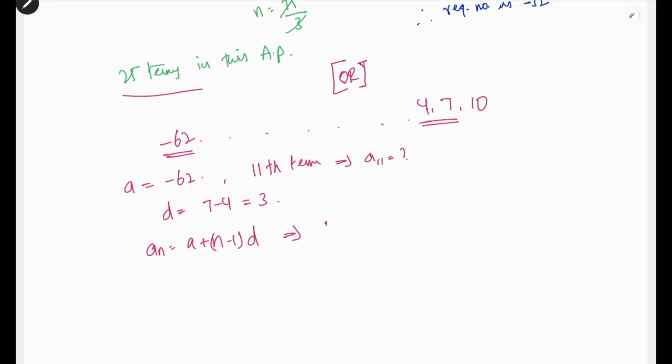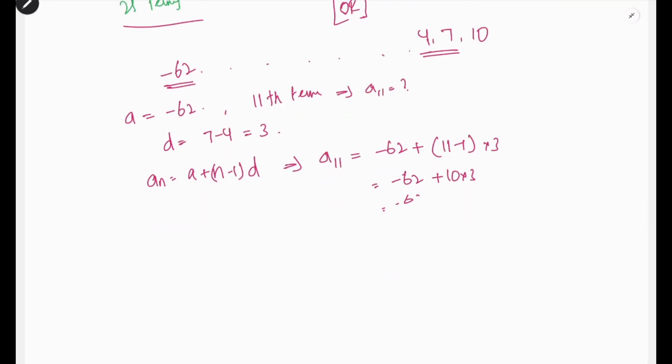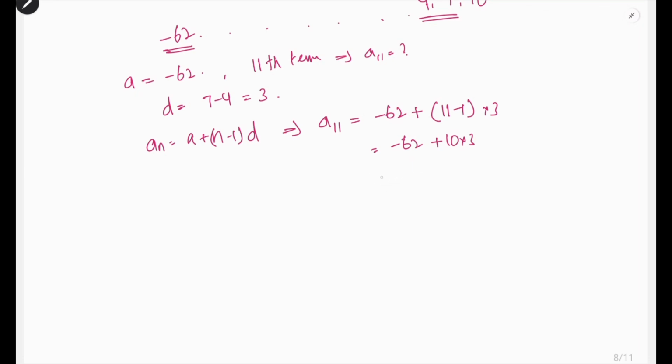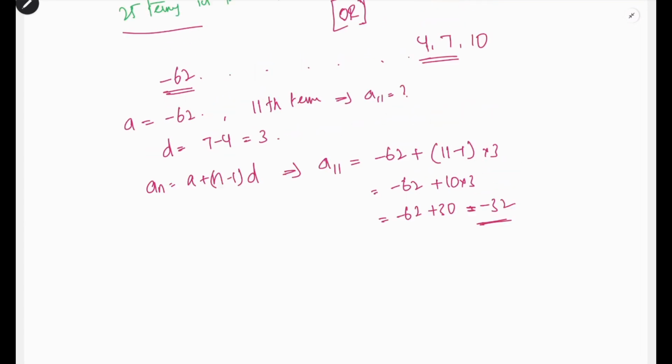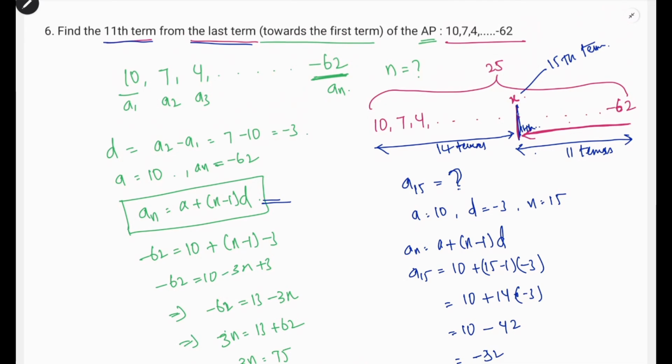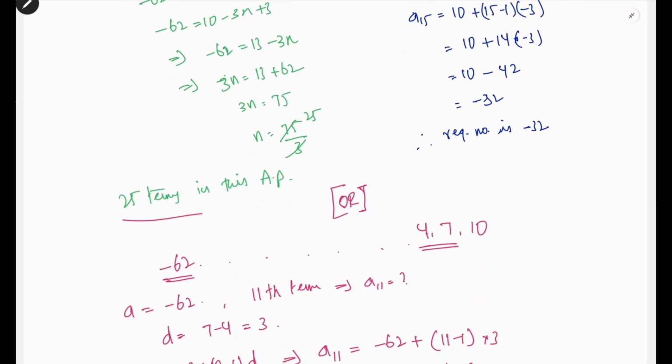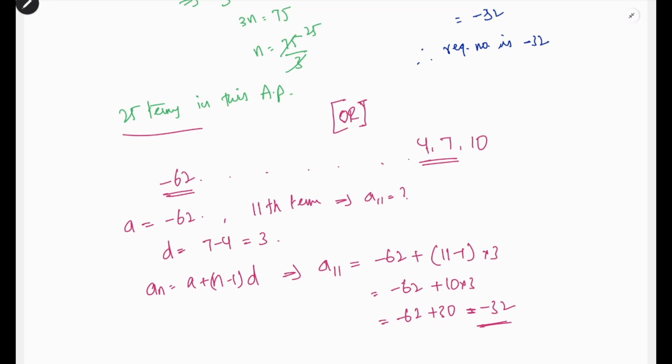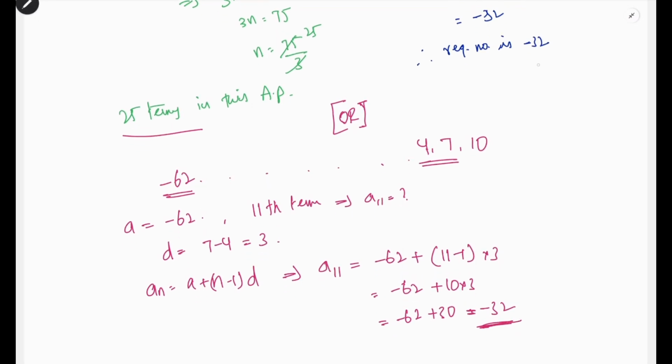We need to find 11th term is equal to a is minus 62 plus n minus 1 is 11 minus 1 into 3. Okay, it is minus 62 plus 10 into 3. It is minus 62 plus 30. It is minus 32. Okay, now we got the 11th term as minus 32. Okay, this is same as 11th term from the last term, because we have taken minus 62 in the front, right? See, we got the answer same, minus 32.